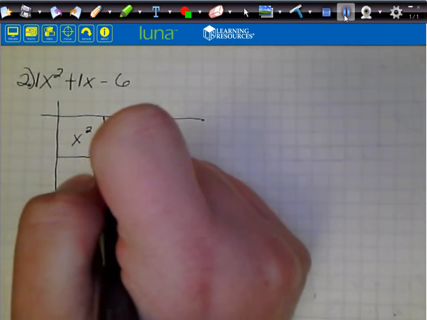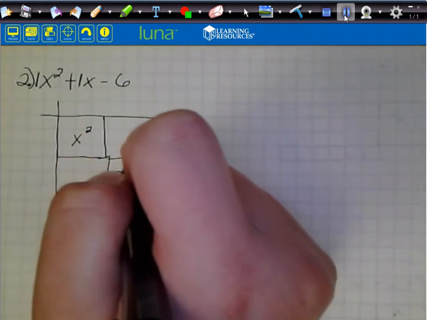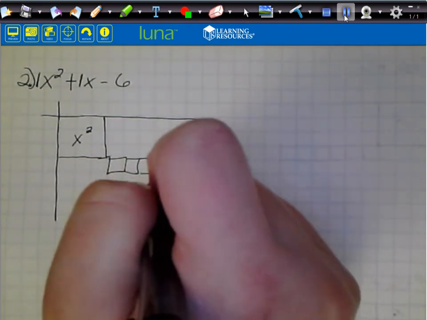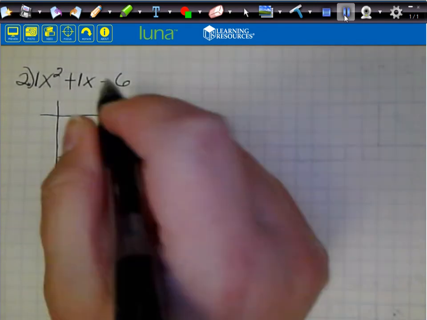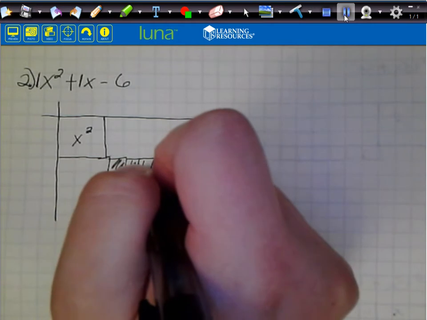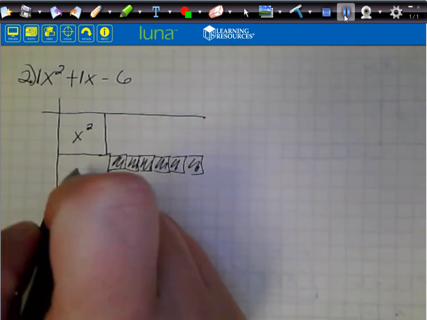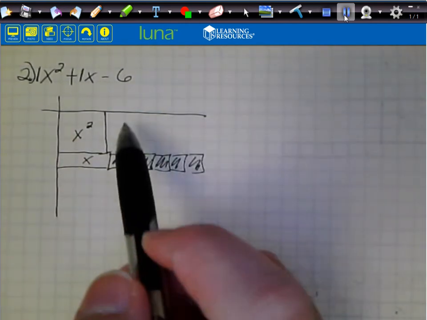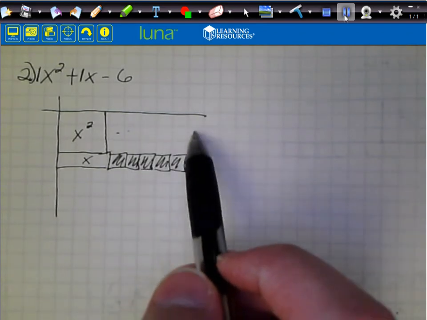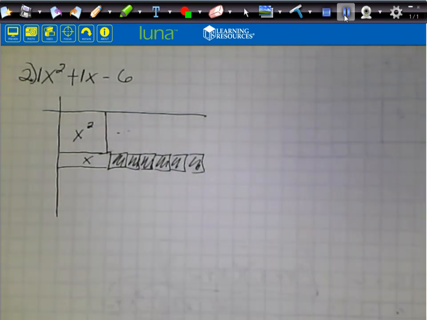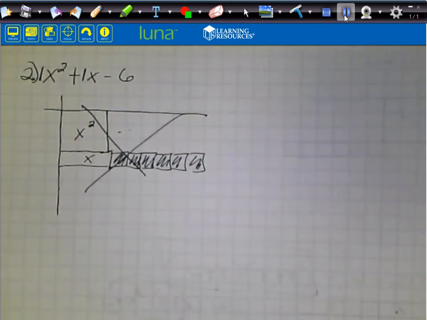If I have 6 negative pieces, if I go like this, 1, 2, 3, 4, 5, 6, and again, we show negative by shading them. And I have 1 x piece. If I put my 1x piece here, then I still have room for 1, 2, 3, 4, 5, 6 pieces there. And whether they're positive or negative, I can't add in pieces without adding in the same amount of positives as negatives to make a 0 pair. So this isn't going to work. Okay.